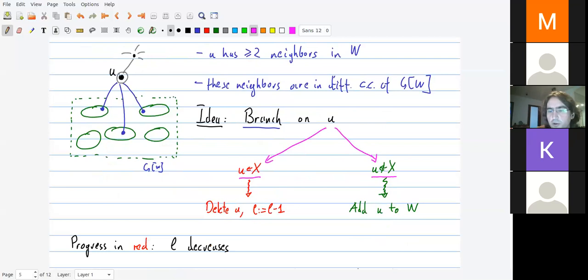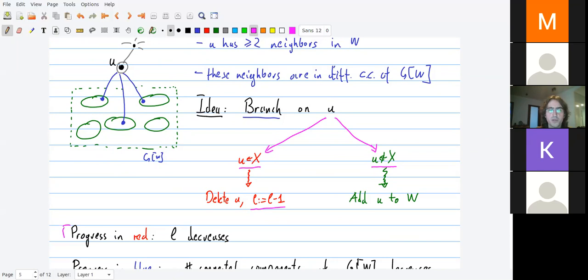All right, so in the branch where we are including u in the optimum solution, it's clear what we do. We delete u from the graph, and we reduce the budget by one, because now we are looking for an even smaller feedback vertex set. The progress in the red branch, the branch where we are actually taking u into the solution, is clear, because the budget decreases.